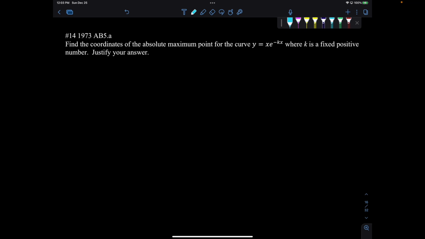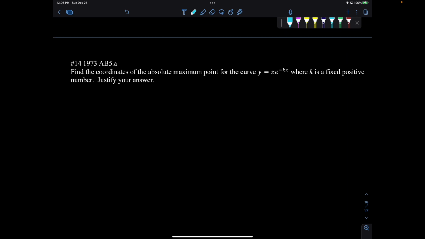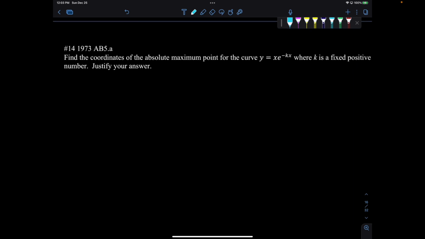Find the x-coordinates. Okay, this is 1973 AB5 part A. Absolute maximum point for the curve y equals x e to the negative kx, where k is a fixed positive number, and try to justify. All right. Absolute maximum would occur at an endpoint, but there are no endpoints. So my hope is that it's going to go like this or something, like a maximum. So let's find the derivative.